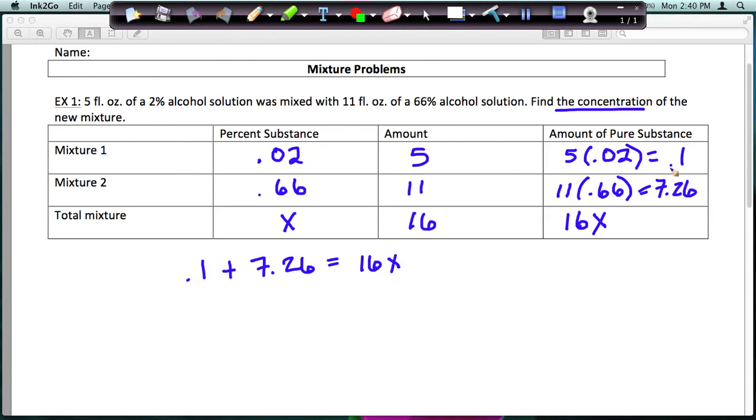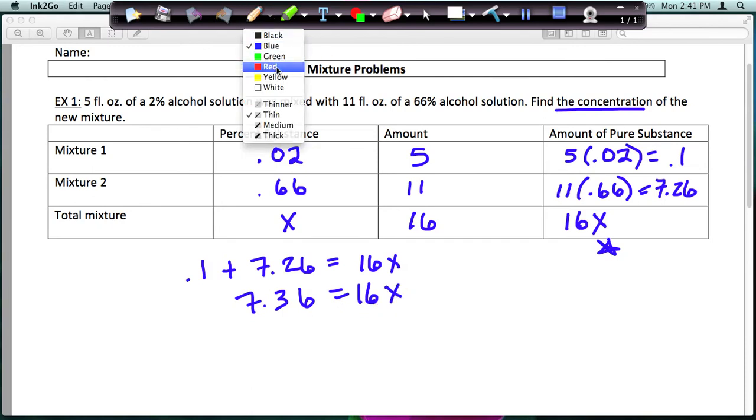So basically I'm looking at this last column right here: 0.1, 7.26, and 16x. These two need to combine to be the 16x. So now I'm just going to combine my like terms. 0.1 and 7.26 combines to be 7.36. And then to get x by itself, I just need to divide both sides by 16.